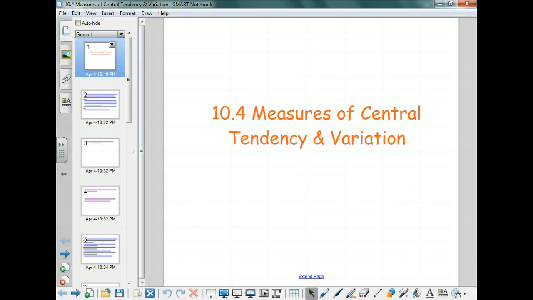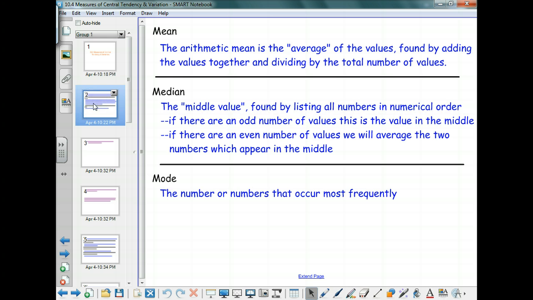10.4, we're going to talk about measures of central tendency, that is how data values sort of bunch up. And then variation, which is how they are spread apart. Okay? So we're looking for where their center tends to be and how spread apart they are. The first one we're going to talk about is central tendency, that's the bunching up.